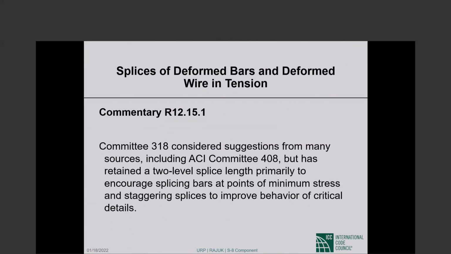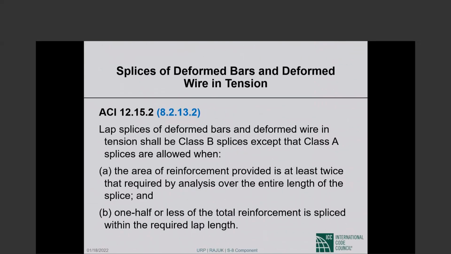Okay, this is saying that a lot of people have told 318 that two classes of splices don't make any sense, but we continue to maintain them for reasons that are given. Okay, lap splices of deformed bars and deformed wire in tension shall be class B. So all splices shall be class B unless you satisfy two conditions in which your splices can be class A. If you cannot satisfy those two conditions, your splices are class B.